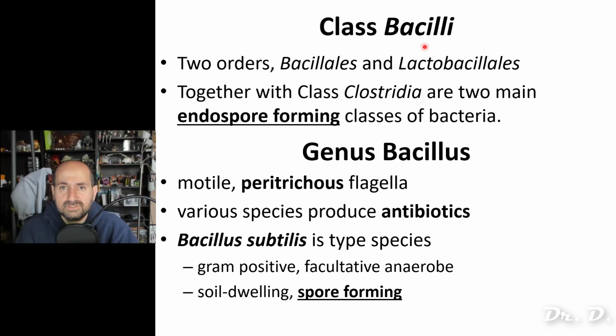All right, and then the next class, this is the class Bacilli, which are, again, the other group of endospore formers. Remember, there are only two genera of bacteria that can make endospores. These are the Bacillus and the Clostridium. Bacillus can make endospores. Now, look at this. Bacillus can take it one step further. Bacillus can form antibiotics as well.